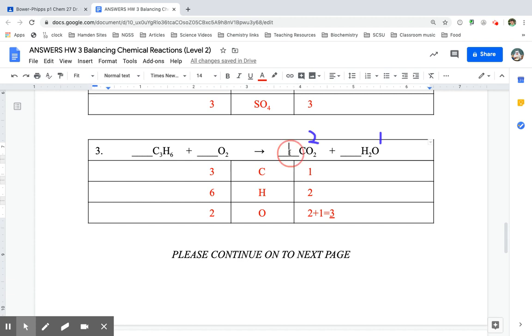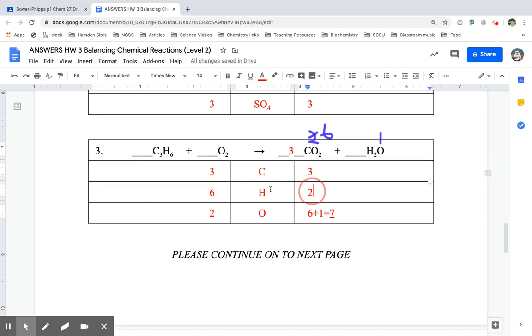Let's balance our carbons first. 3 and 1. So I'm going to put a 3 here to make that 3 total carbons, right? 3 times 1 is 3, but it changes my oxygens. 3 times 2. Now this little one isn't 2 anymore. It's actually 3 times 2 is 6. But we still have 1 over here. So our new total of oxygens is 6 plus 1, or 7.